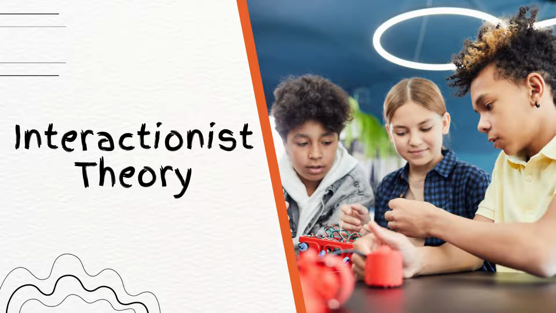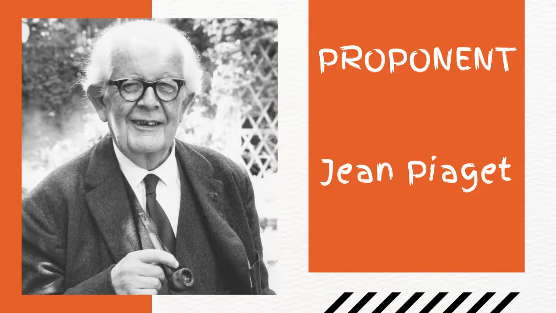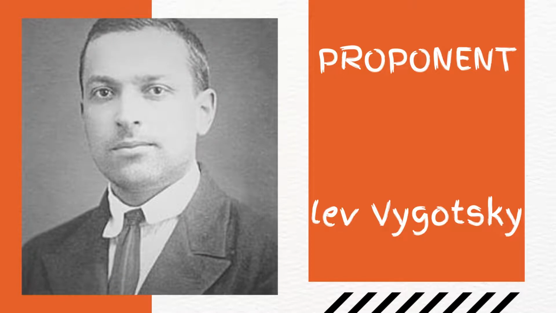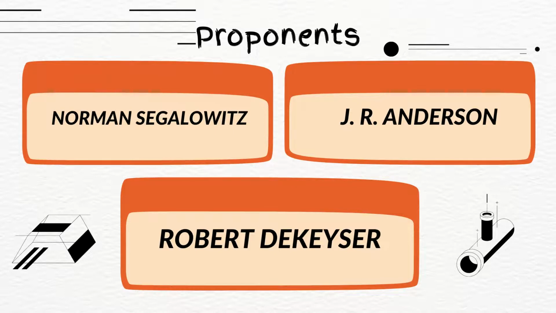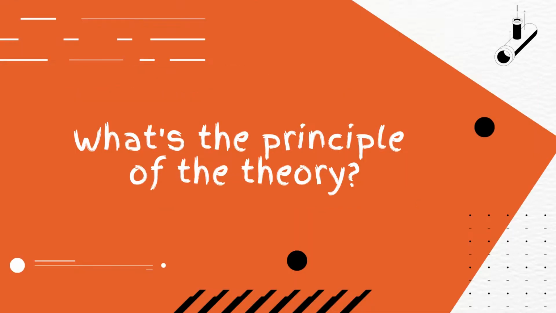Okay, so let's have the interactionist theory. So the proponent, as you can see, is Jean Piaget. We also have Lev Vygotsky, a Soviet psychologist. And we also have Norman Sikalowicz, J.R. Anderson, and Robert DeKeyser.